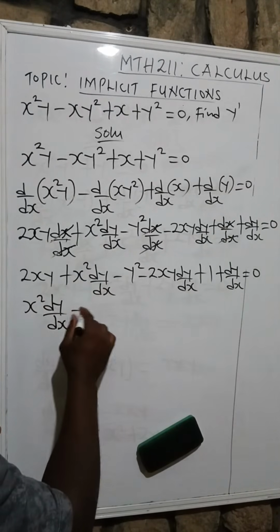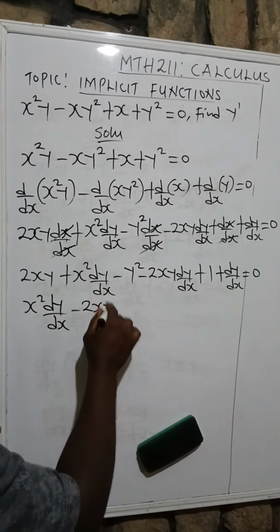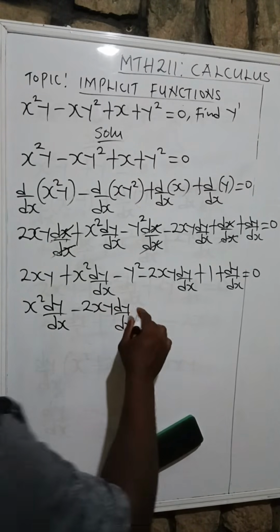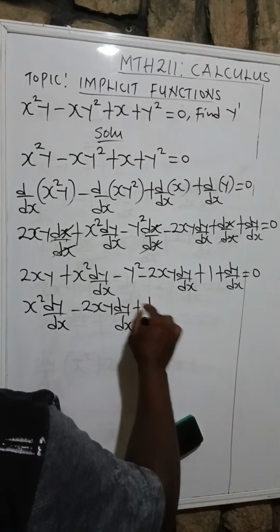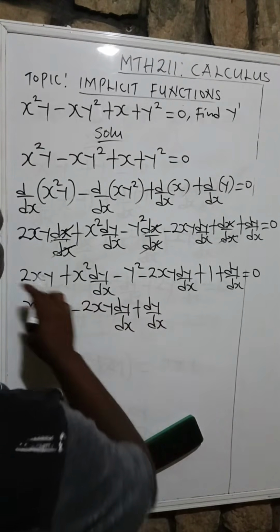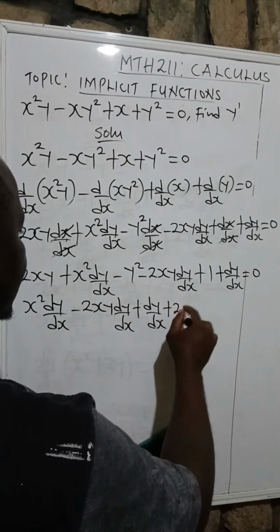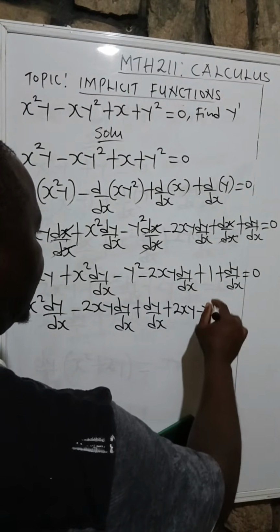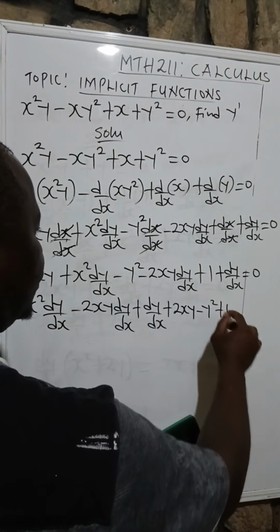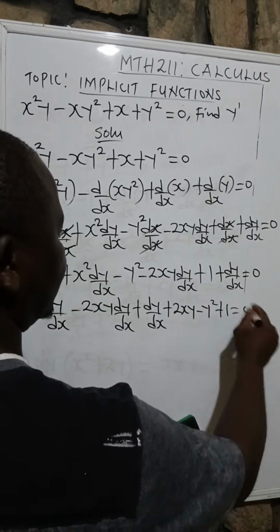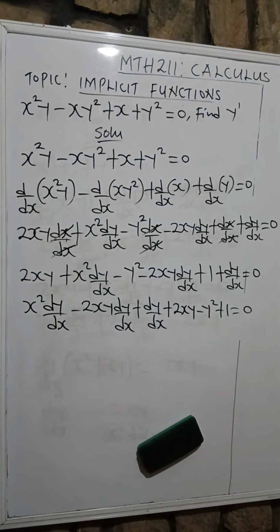then minus 2xy dy all over dx, then plus dy all over dx, plus 2xy minus y squared plus 1, then equals to 0. Hope you are following.